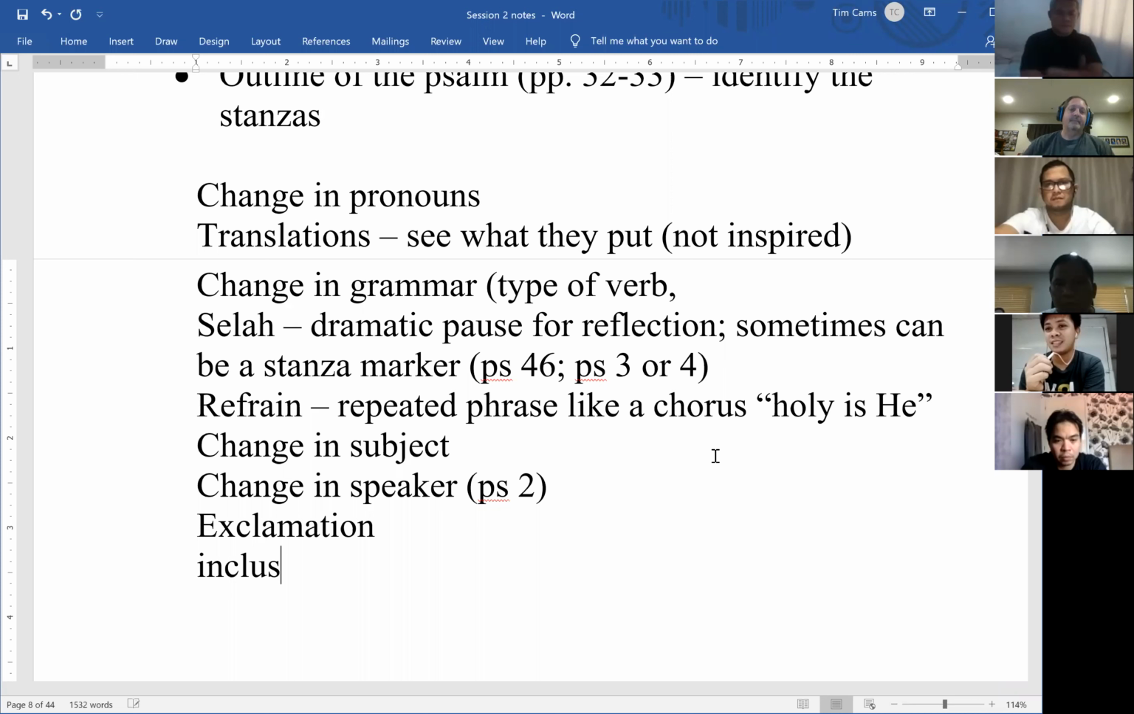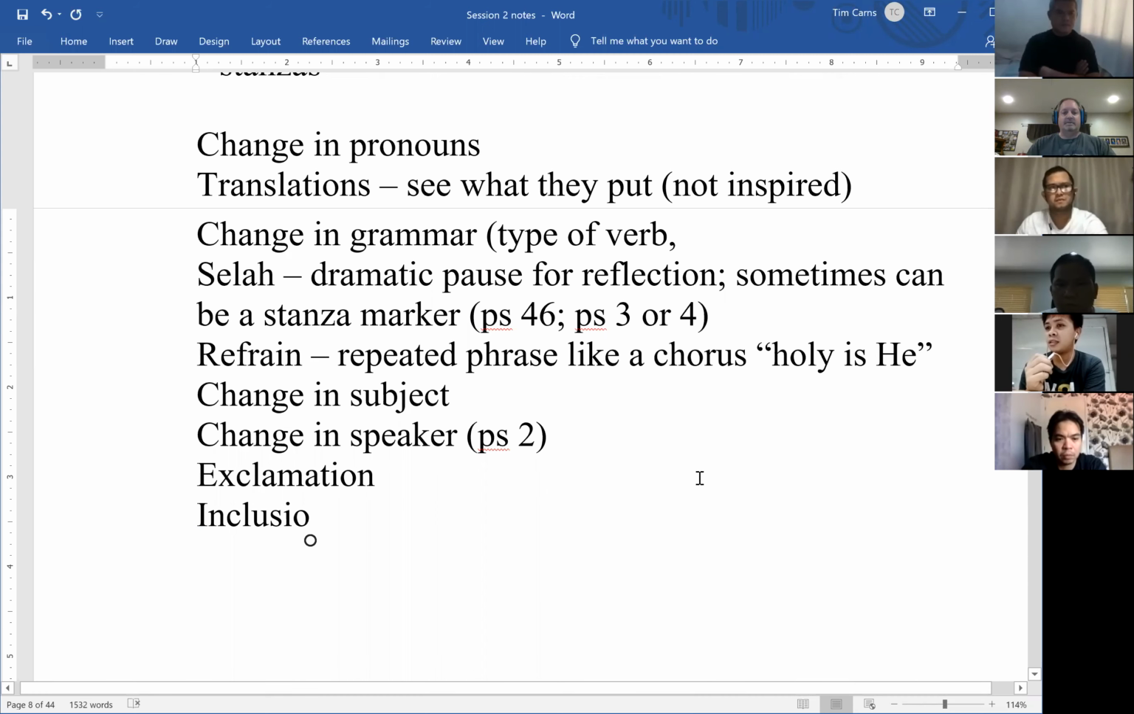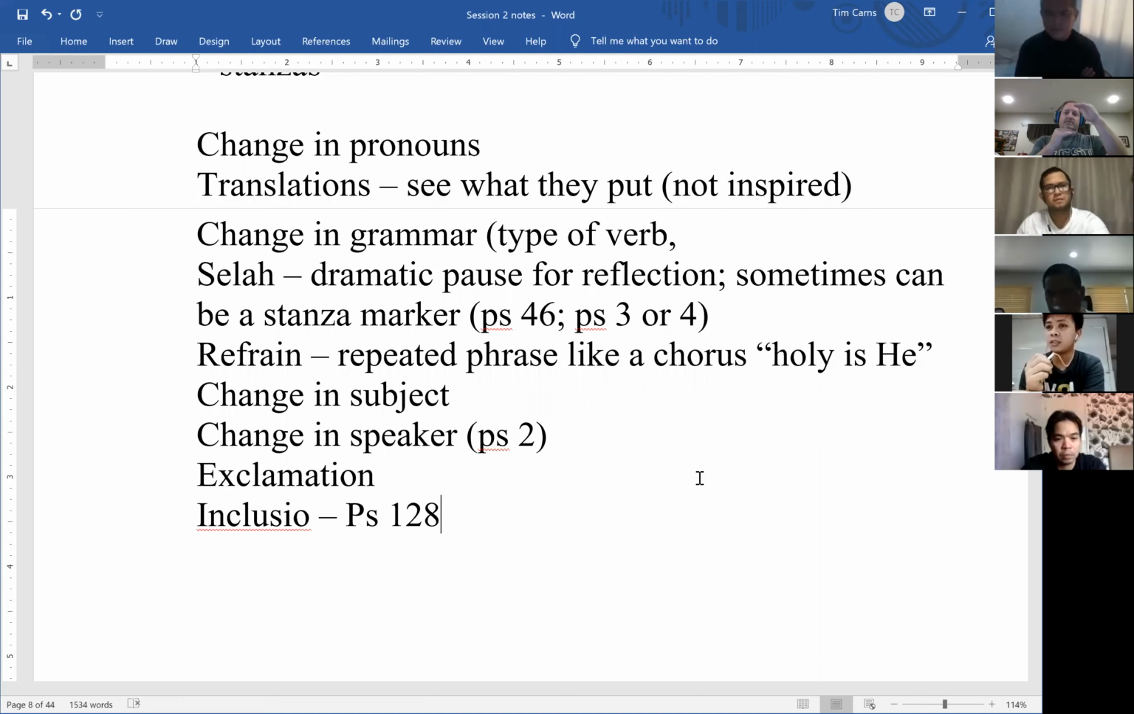Change in subject matter. Inclusio is a repetition of a particular phrase, and doesn't appear to be a refrain because it's not repeated throughout the poem, but only in a certain section. For example, Psalm 128 has that.